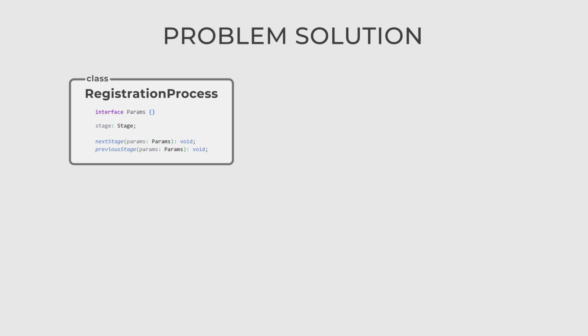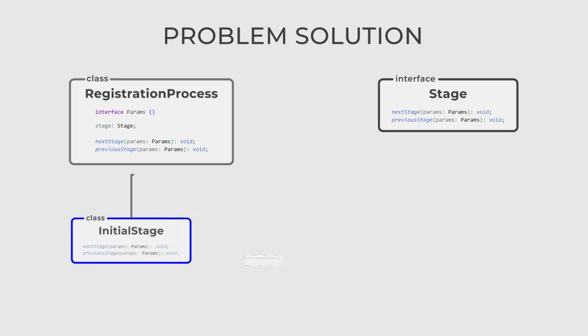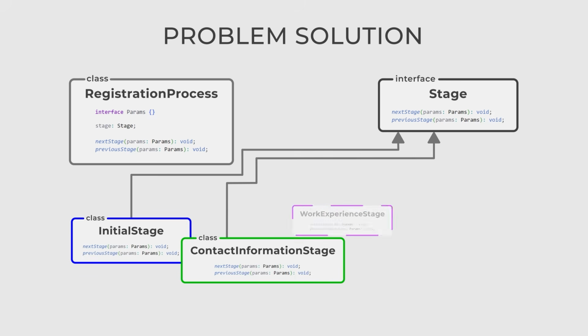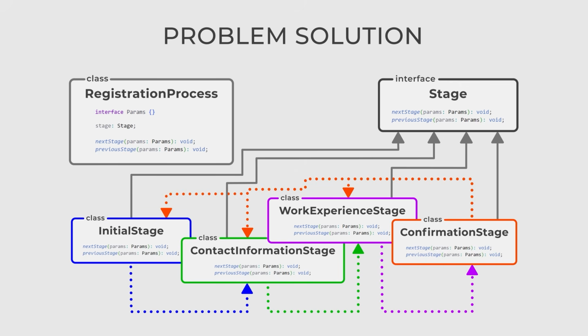There are also 2 methods, next stage and previous stage. Then, the stage interface defines the methods each concrete stage should implement. In our case, they are the same, next stage and previous stage. After this, let's create the concrete stages: initial stage, contact information stage, work experience stage, and confirmation stage. Each stage knows which one succeeds and precedes it, and we can develop them separately.